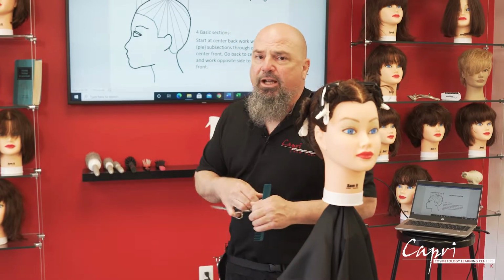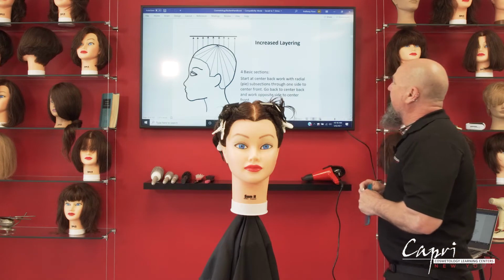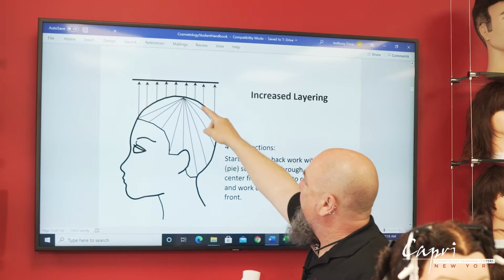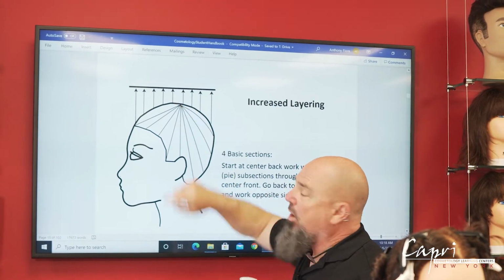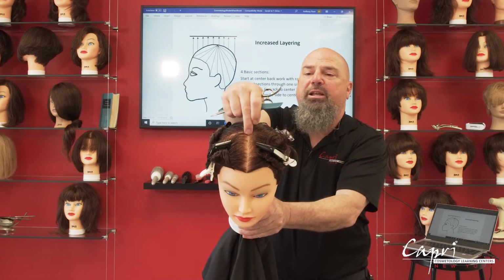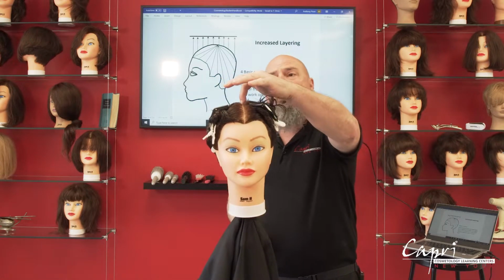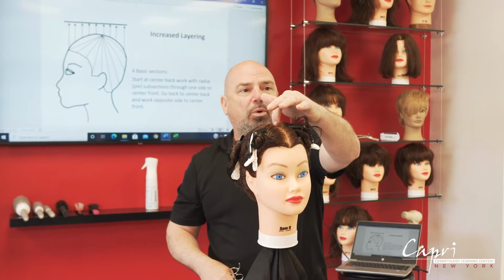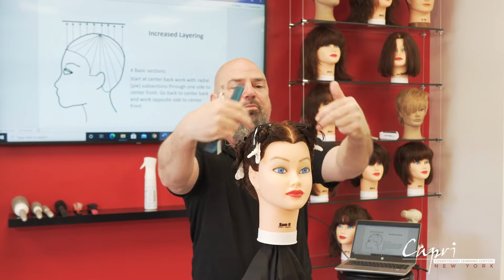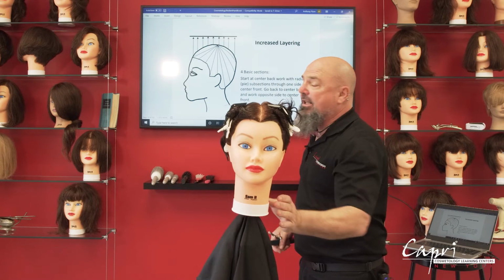So I'm going to go over to the board now, and we're just going to explain the process for this. So here we have the increased layered haircut, and as you can see, we're going to be using what we call in the industry radial sections, because everything radiates from one point. Your subsections are actually going to radiate right from where the four basic sections meet. And that's a key point on the bone structure of everyone's head, because the four basic sections are the highest point of the bone structure of the head form. So we want all of your subsections coming right from that point. So that's radial subsectioning, and that's what we're going to be using.